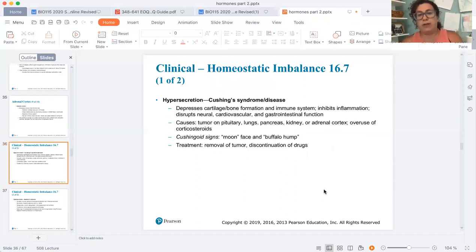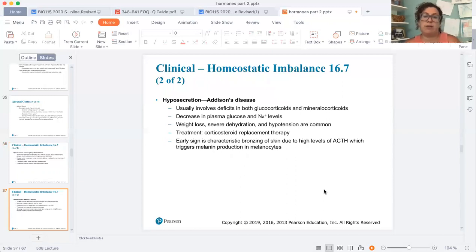When too much cortisol is being made, it's called Cushing's syndrome. Normally it's from a tumor in the pituitary. Basically they have these really swollen faces called moon faces and a buffalo hump, which is a big piece of fat that just hangs out on the upper part of the back. Sometimes it's caused by drugs, sometimes it's caused by a tumor. Other things we might notice are that their electrolytes are off or their glucose is off.